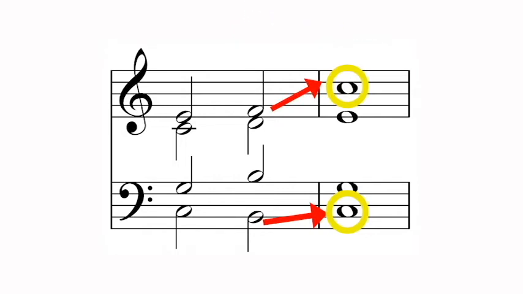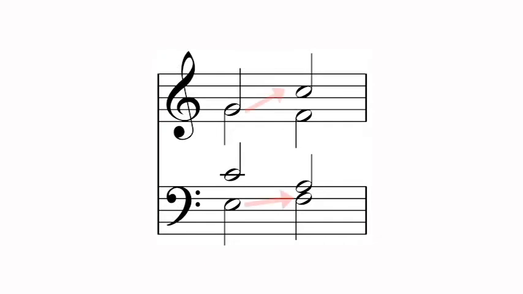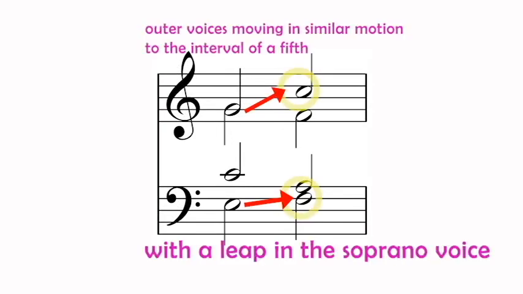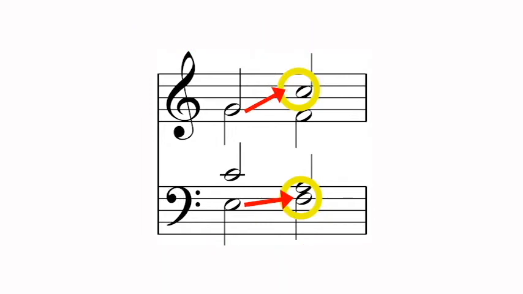The same applies to fifths. When both outer voices move in the same direction to the interval of a fifth, and there's a leap in the soprano, we call this a direct fifth. While it's not considered as bad as a parallel fifth, they're still problematic.